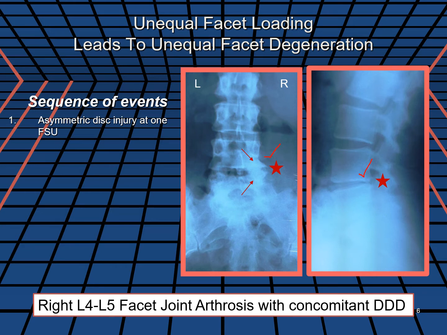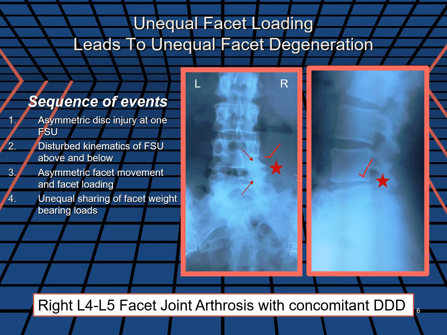So we start with an asymmetric disc injury that disturbs the kinematics of that level, and then you get asymmetric facet movement, asymmetric facet loading, unequal sharing of weight bearing or compressive loads, and then high load on one facet is going to cause that ipsilateral facet arthrosis. So it's kind of again a cascade of effects that typically starts with a disc injury and ends in both degenerative disc disease and facet arthrosis and spondylosis. And sometimes it occurs equally bilaterally, sometimes it occurs more unilaterally, like we see in this example.